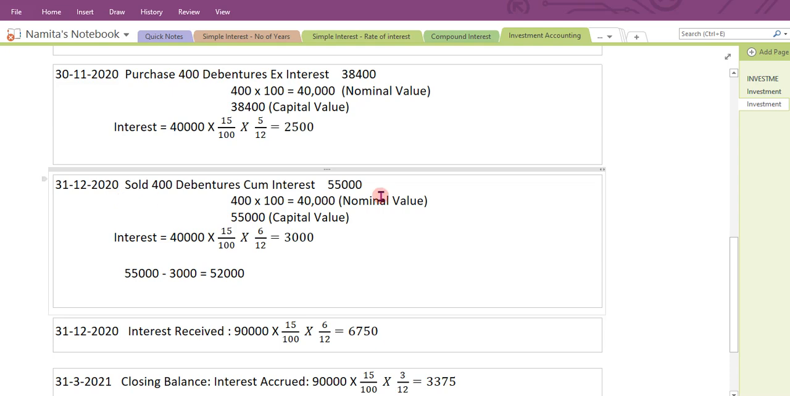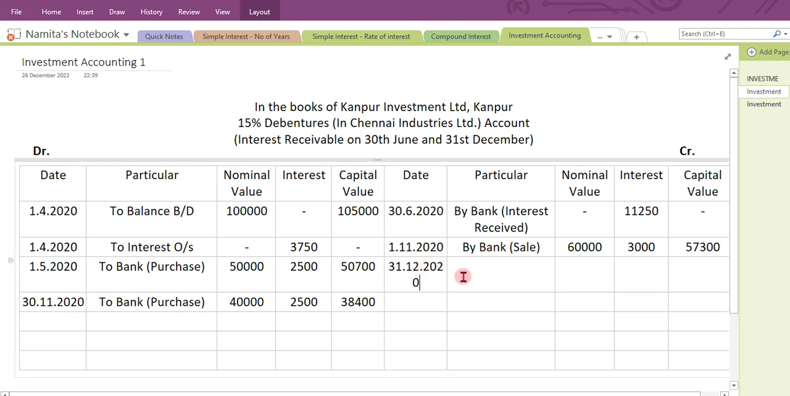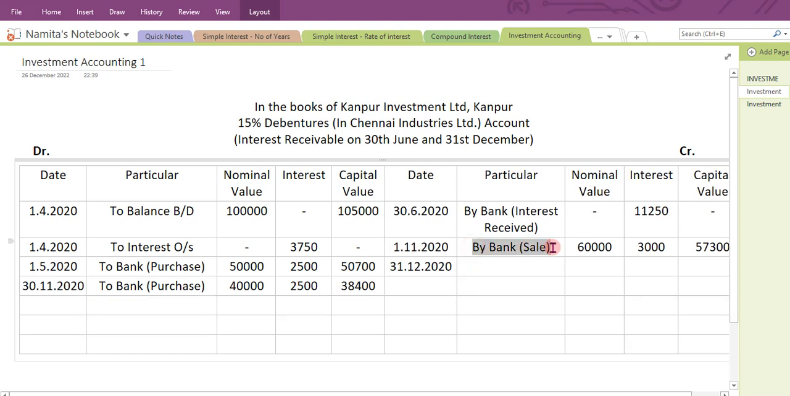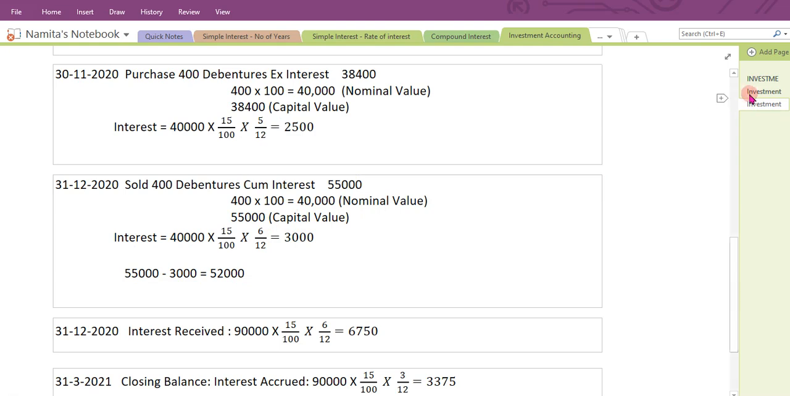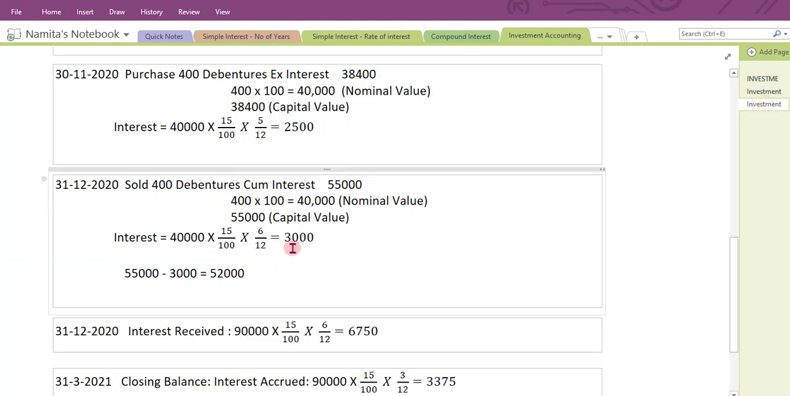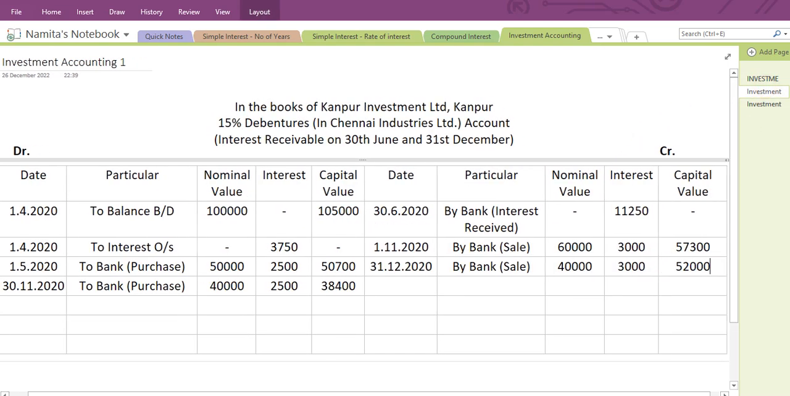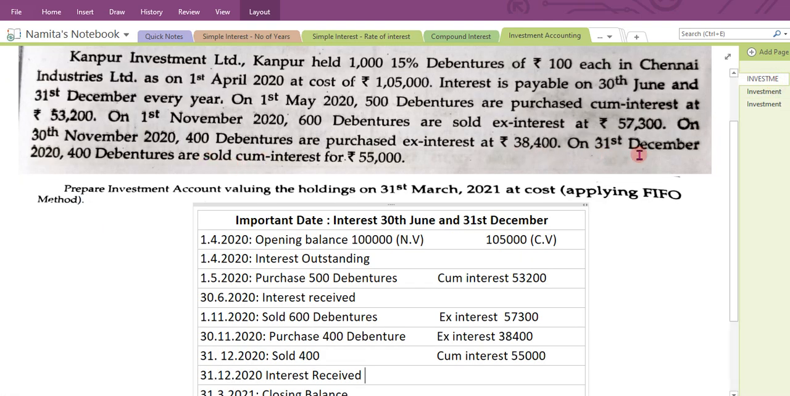And this is the sell entry, so it will be on the credit side. On 31st December, by bank, sell. Nominal value is 40,000. Then interest, we got 3,000 interest, and capital value will be 52,000. Now the purchase and sell entries we have done.